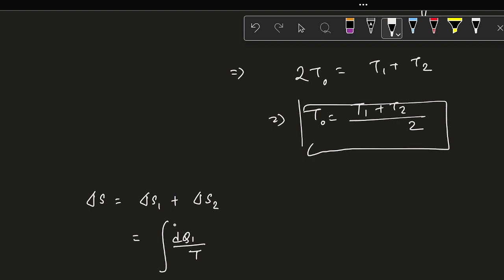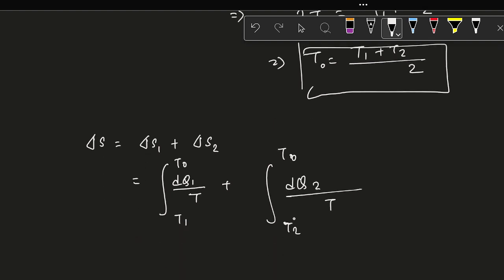There will be an integration sign involved, because now the temperature is not fixed so that we can take it out; the temperature is changing with the process from T1 to T0. For the first container, water A, it has the initial hotter temperature T1 and after equilibrium it has reached T0. For container B, it is the integration of dq by T, where the temperature is changing from T2 to T0, from a colder temperature to a higher equilibrium temperature T0.